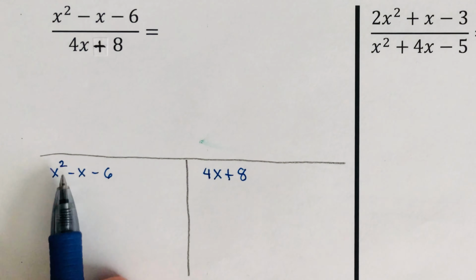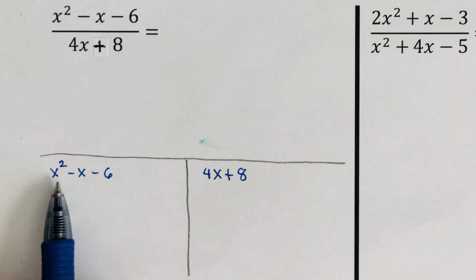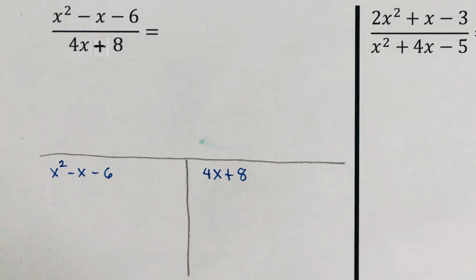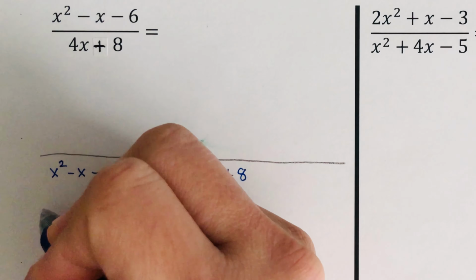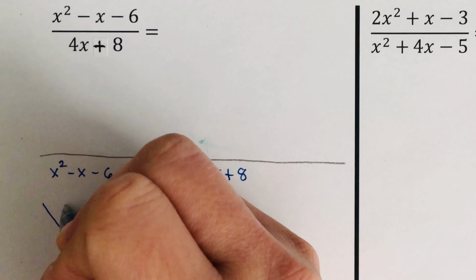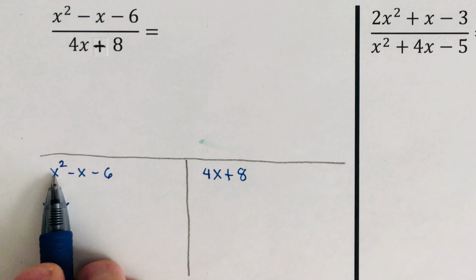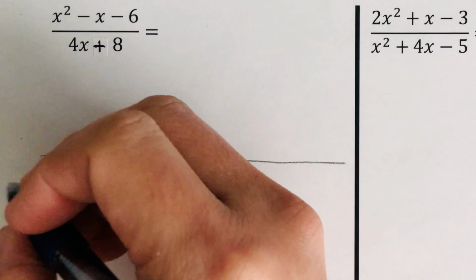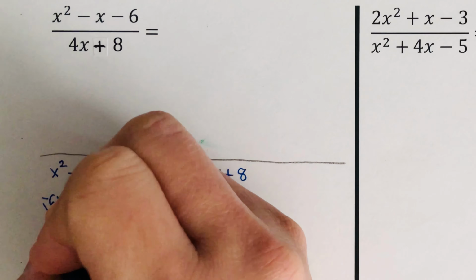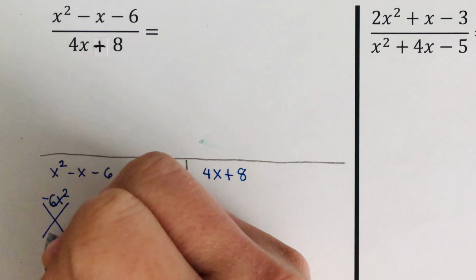For the numerator right here, we're supposed to use the box and diamond so that we can factor this out. Again, there's another video that talks about how to factor out a trinomial using box and diamond. But for this problem, I'm going to draw the diamond first. We're going to multiply the first and the last, so that would be negative 6x squared, and then the middle term will go to the bottom of the diamond.